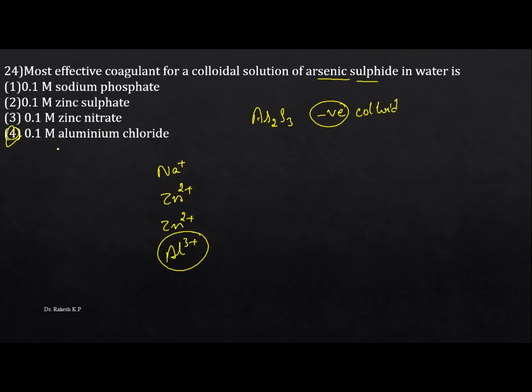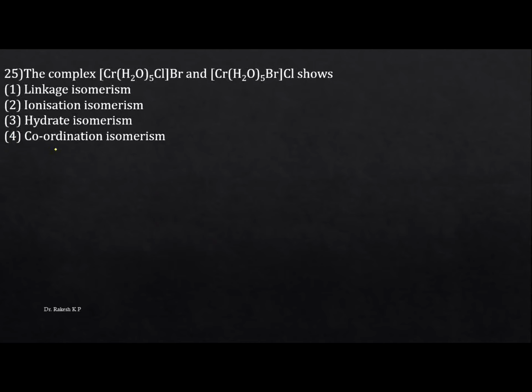Next one. Two complexes are given here, and you have to identify what type of isomerism it is. Let me take the first one. Here we can't identify linkage isomerism because the ligand is not an ambident ligand. Now let me go for ionization. In the first complex, Cr(H2O)5Cl and Br, this ionizes to give [Cr(H2O)5Cl] plus and Br minus.